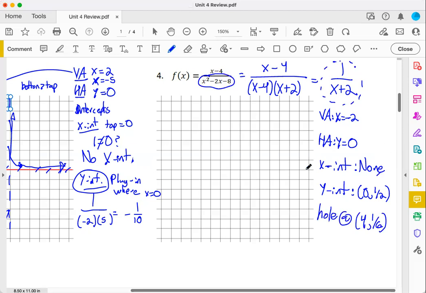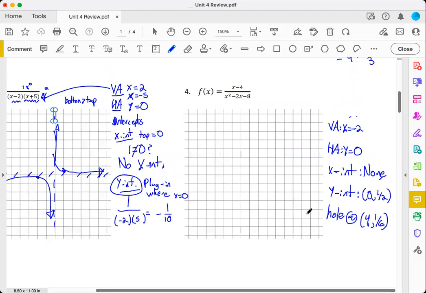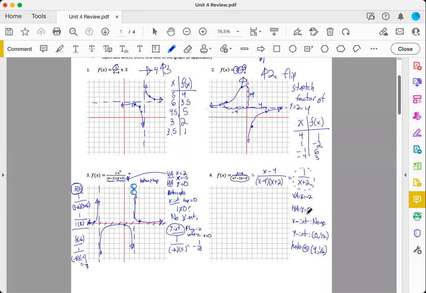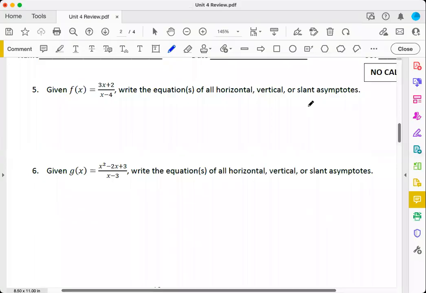Okay, sound good? I think that was it for the, oh no, there's more non-calculator, but I hope that these first 4 were helpful. We'll see the rest in a moment. All right, let's do this.